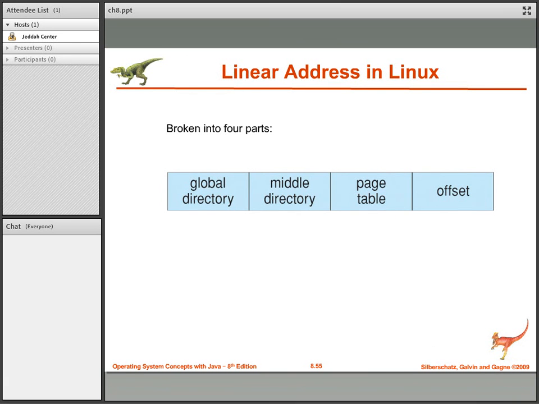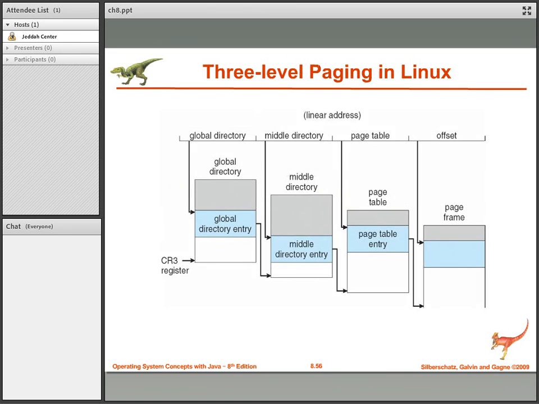If you break the linear address in Linux, you will find that it is broken into 4 parts: the global directory, the middle directory, the page table, and the offset. This is a 3-level paging scheme in Linux. The linear address at the top has the global directory, the middle directory, the page table, and the offset sections.